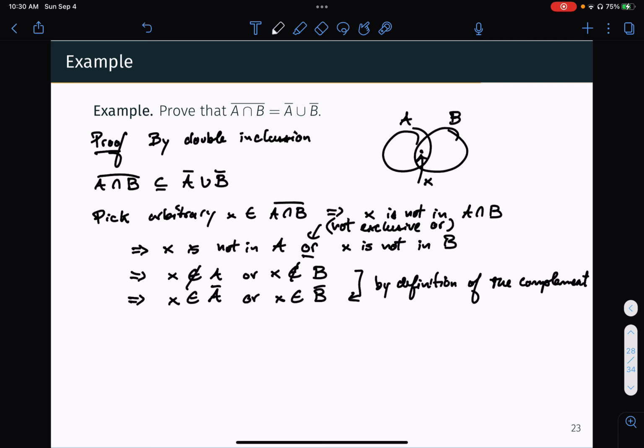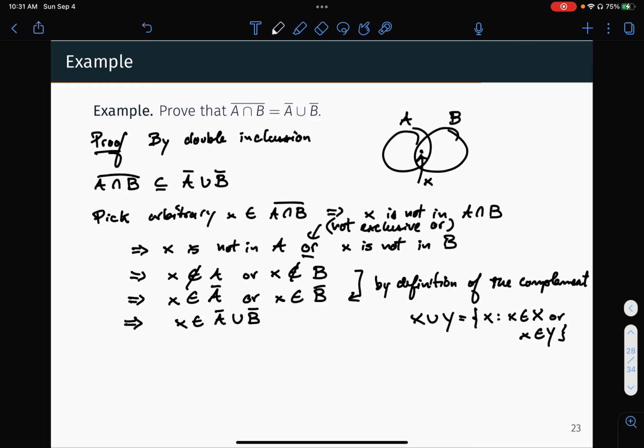Okay, so X is in A complement or X is in B complement. That implies, by definition of the union, that X is in A complement union B complement, right? Because remember the definition of a union of sets. So if I take, I'm not going to use the same letters, if I take X union Y, then X union Y is the set of elements X such that X is in X or X is in Y, right?